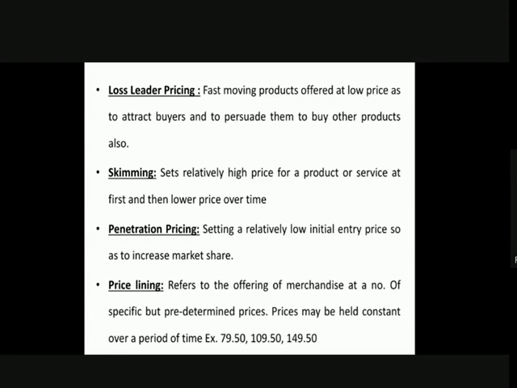Then we have price lining. This is something retailers do consciously, where any merchandise is offered at a specific number, and this is a very predetermined, nicely planned pricing strategy. Slowly the price for the same merchandise is increased over time. The price may be held constant for some time, remember, because immediately they don't do it. Maybe for 6 months it may be 79.50 rupees. Then after 1 year they increase it to 109.50. After 2 years they increase it to 149.50. The customers may not find it so burdensome, because they slowly get accustomed to the price change.